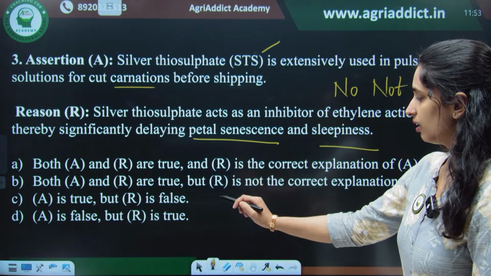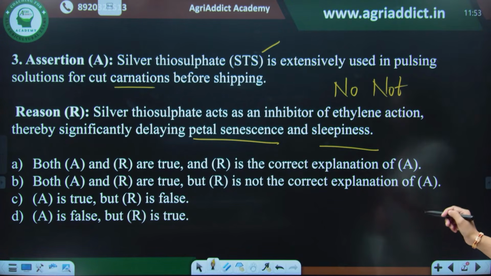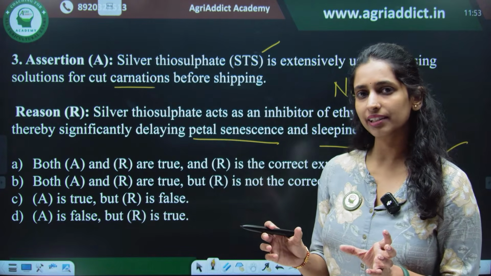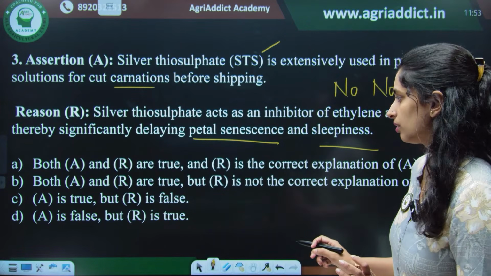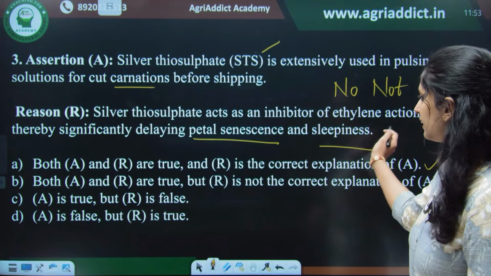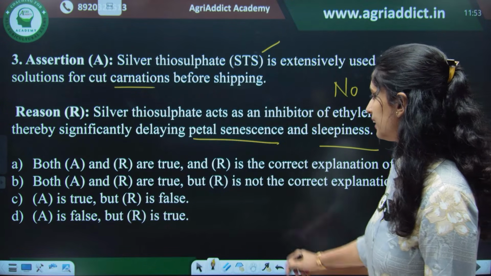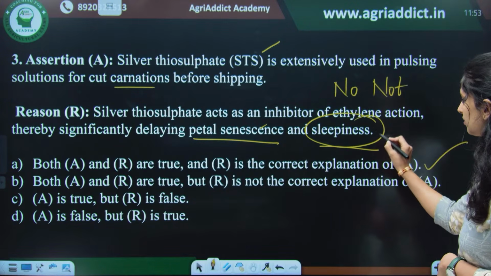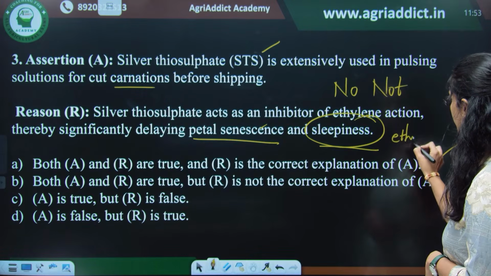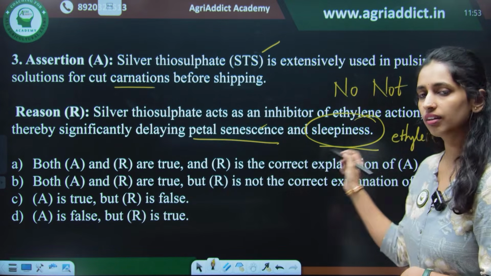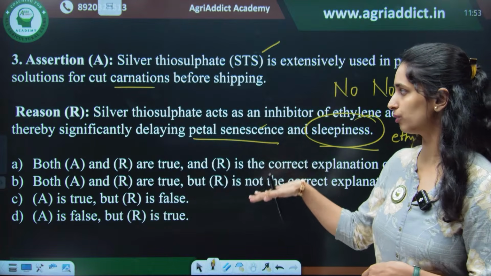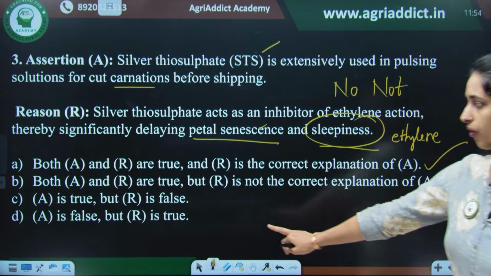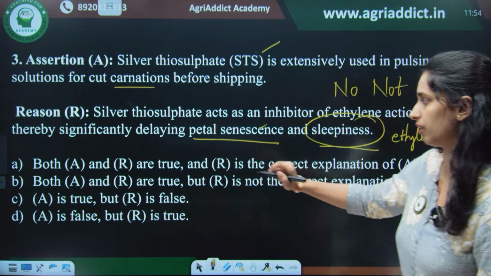Let's see. Both A and R are true, and R is the correct explanation of A. This is correct, because silver thiosulfate is an anti-ethylene compound. So it will help reduce the ethylene action. So it will delay the petal senescence and also sleepiness. Sleepiness, we just now studied, no? Sleepiness is because of the ethylene. If it is combating the ethylene, it will help in reducing that sleepiness. R is not false. Some are saying R is false. How is R false?